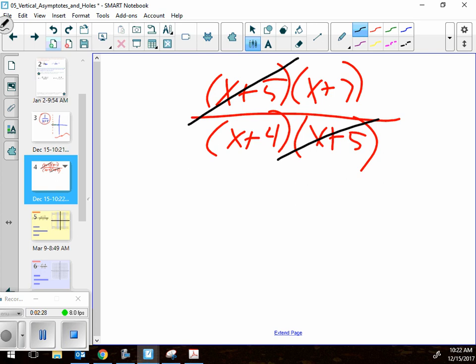So when there's stuff on the bottom, that causes weaknesses in the function. This function has a weakness at -4, and this function has a weakness at -5, because it'll make the bottom 0. Those are the things that are not in this function's domain. Those are the things that would screw up this function. Those things either make holes or asymptotes. The kind that cancel make holes. There's a hole at x equals -5.